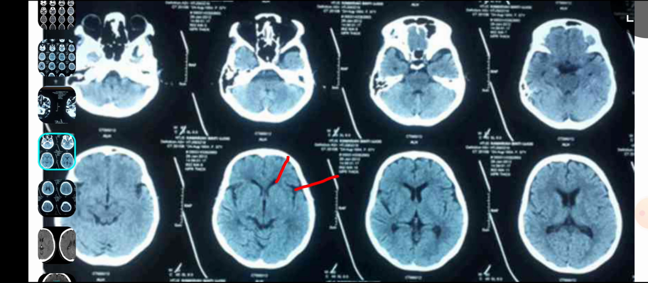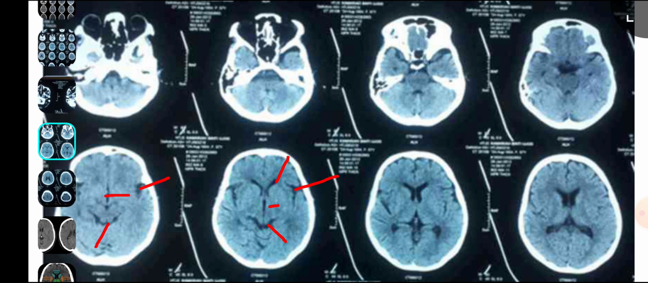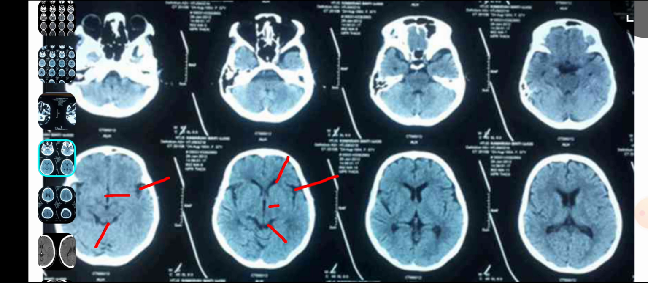This is Sylvian fissure. That's third ventricle, and this is quadrigeminal cistern. Quadrigeminal cistern, third ventricle, Sylvian fissure you are seeing over here. Can you identify? Now if you come here, it's a butterfly-like structure. That is your midbrain. If you come over here, it's pons, it's medulla, and pons and medulla are at the level of the fourth ventricle. You can see a black dot, that's the fourth ventricle.